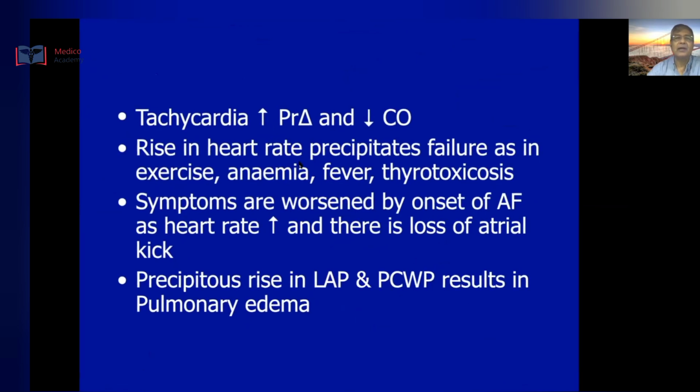Whenever there's tachycardia, it further increases the gradient across the valve and decreases the cardiac output. A rise in heart rate precipitates failure, as I said earlier, in exercise, anemia, fever, and thyrotoxicosis. Symptoms are again worsened by atrial fibrillation. Apart from the rise in heart rate, which worsens in atrial fibrillation, there's also loss of atrial kick, which precipitates more failure. Whenever there's a precipitous rise in left atrial pressure or the pulmonary capillary wedge pressure, it results in pulmonary edema.